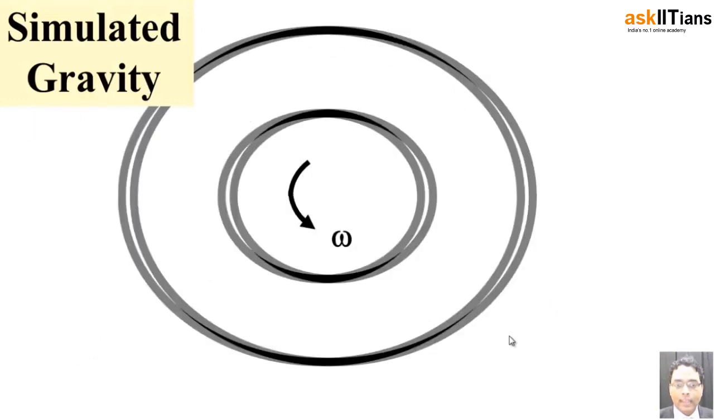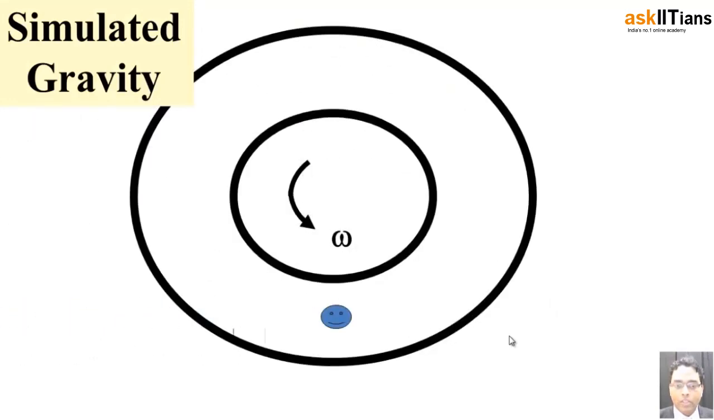So this can be used to simulate gravity. Supposing this is the person that I have, and this object is moving, you can simulate gravity by moving with a particular amount of angular velocity, so that you can actually feel a force which pushes you in the outward direction. Or at the bottommost point, because of rotation, you will feel a force that is pushing you downwards. So this is what is done to simulate gravity.